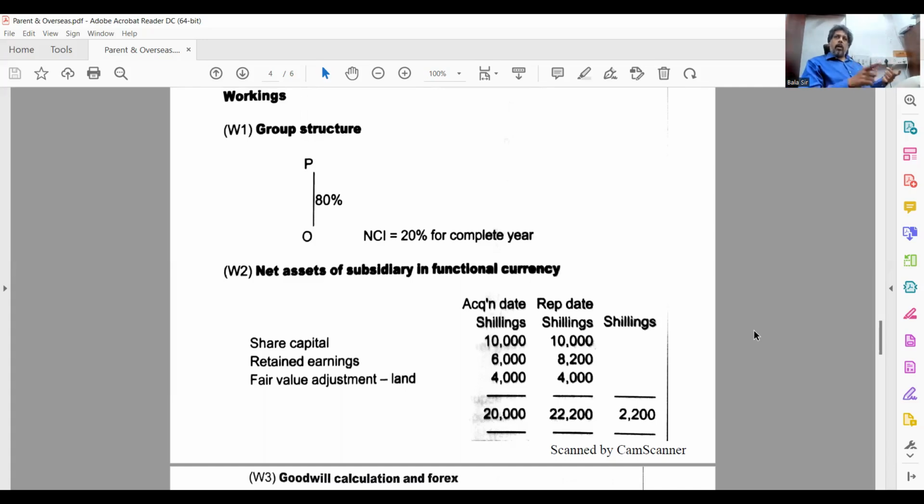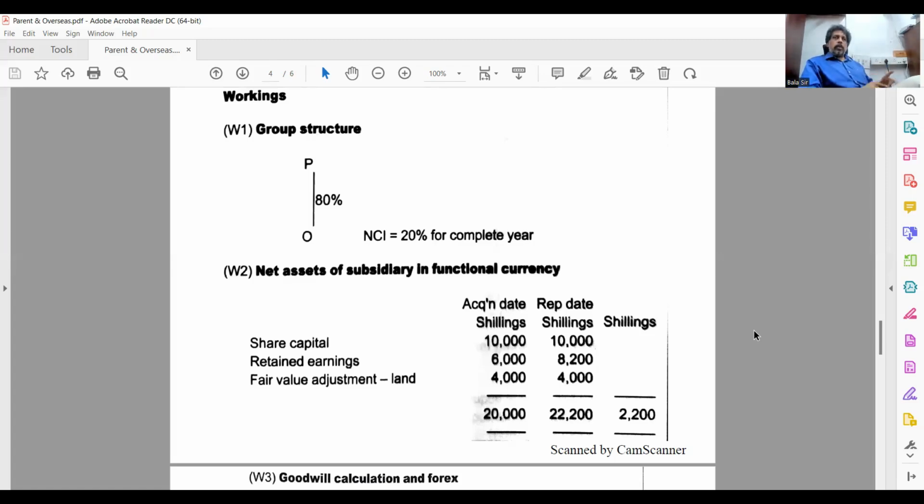Now this is 10,000 shillings share capital, 6,000 shillings of retained earnings, and 4,000 is a fair value adjustment. Okay, the land's value is 4,000 shillings more than the book value as on that date. So in all, 20,000 is supposed to be the fair value of net assets of the subsidiary on acquisition date. And I need this number to calculate the goodwill arising on acquisition, right?